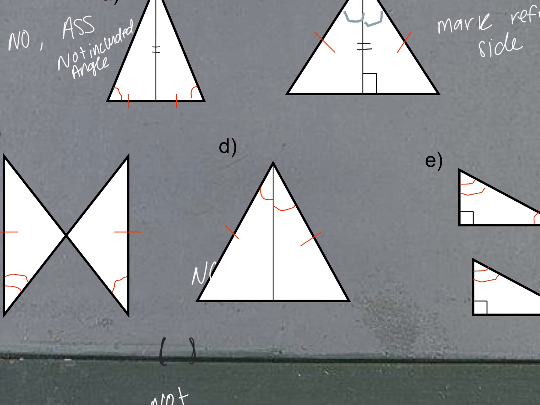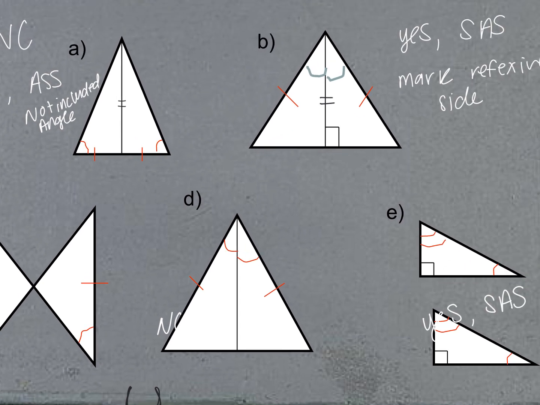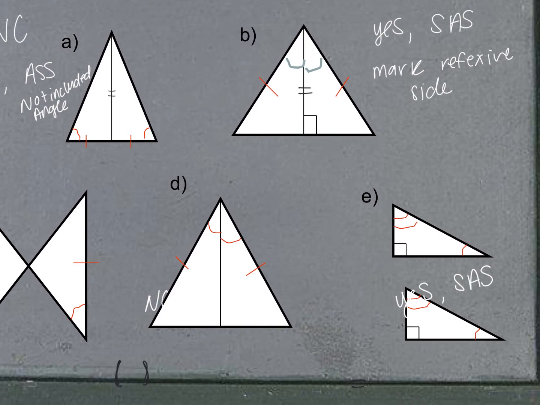Looking at D, is this considered a side, angle, side? Yes. Where's my other side? It's the middle line, yes, because it's a shared side. What does NC stand for? Not congruent. So looking at this one is yes. This one is side, angle, side. And if we kind of looked at it, it's the same as B. The sides are reflexive. It's side, angle, side. So it's yes.